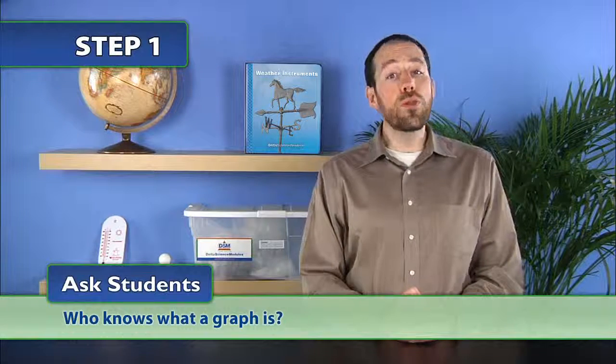To begin the activity, ask students, who knows what a graph is? Explain that a graph is a diagram that makes the visual interpretation of data easier. Lead the students to conclude that graphing helps us see patterns in information, and explain that each piece of information on the class weather data chart will be a piece of information on the graph.